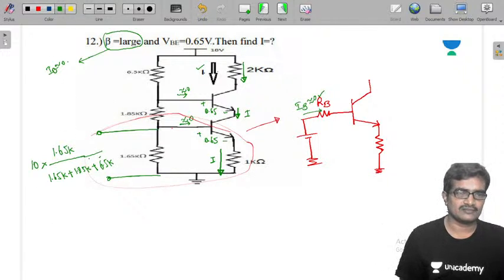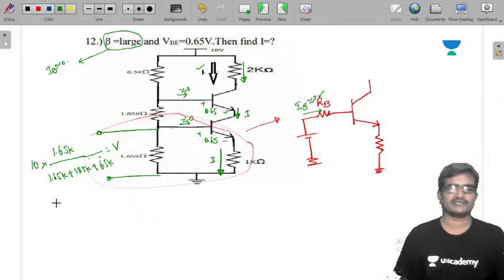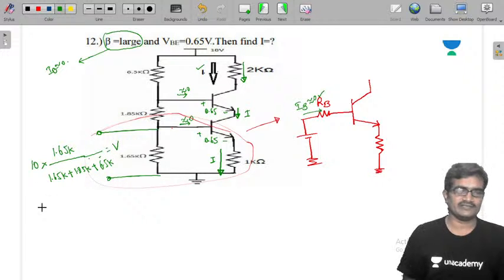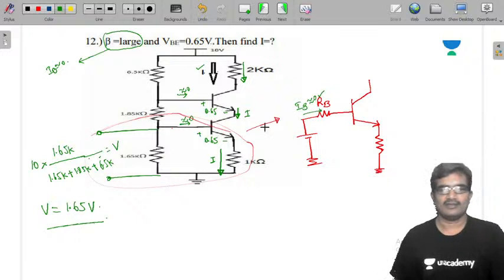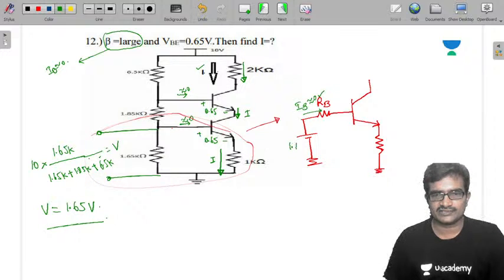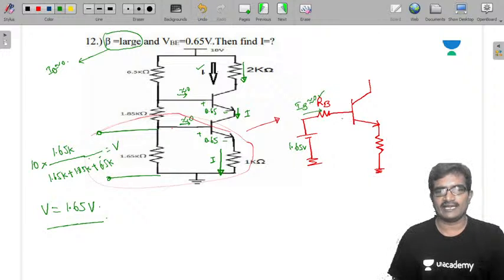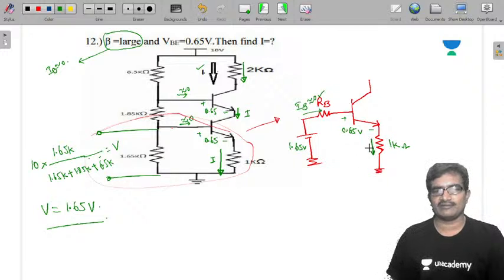Now this is the voltage at this point. By simplifying that, you get V is 1.65 volts. This is 1.65 volts, and between this we have 0.65 volts, and this is 1 kilo ohm. Our intention is to calculate this current I.